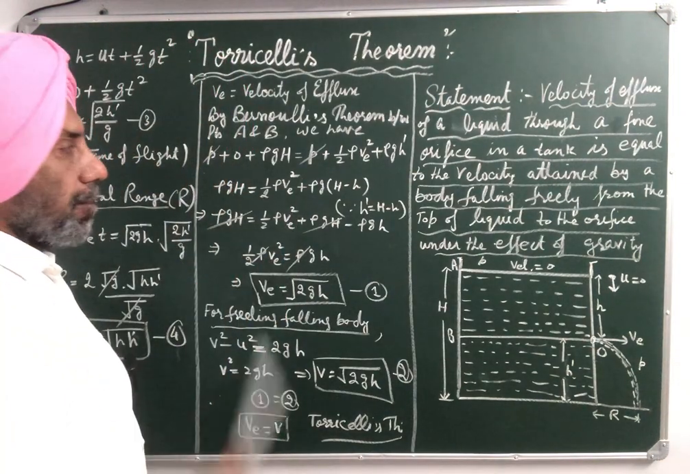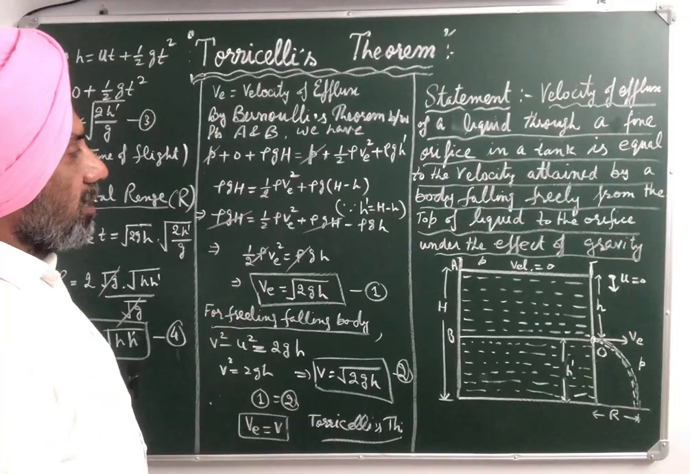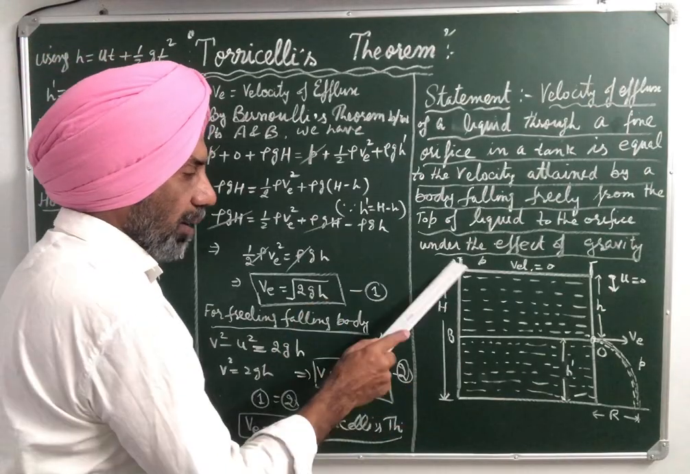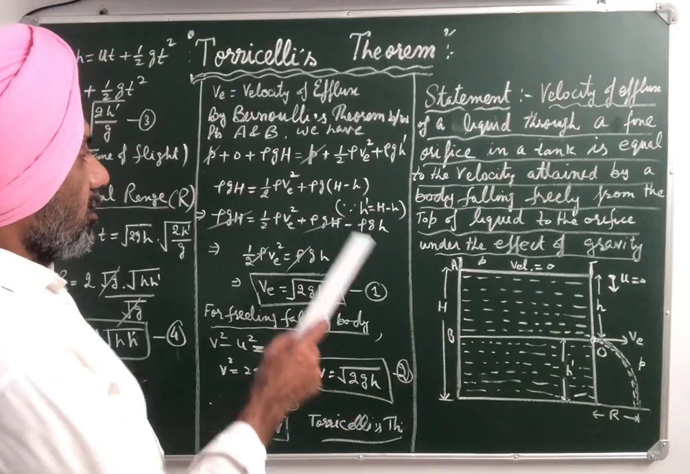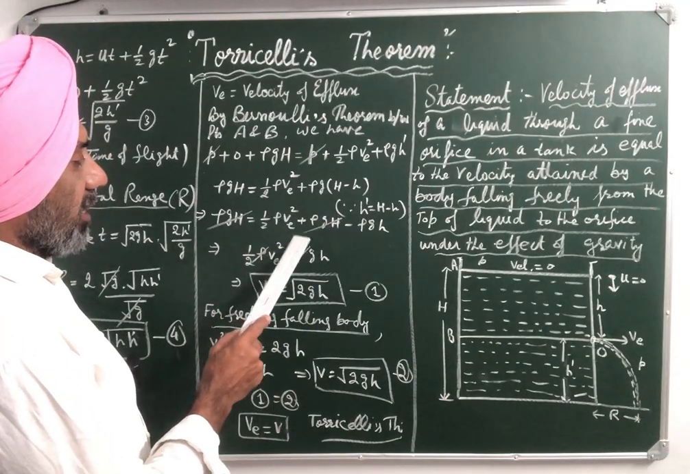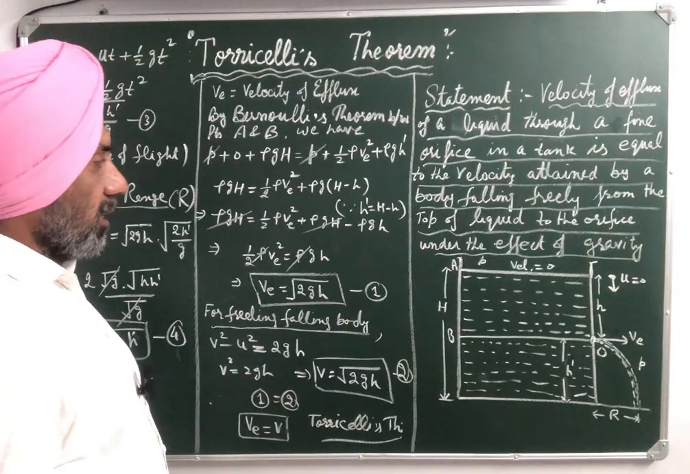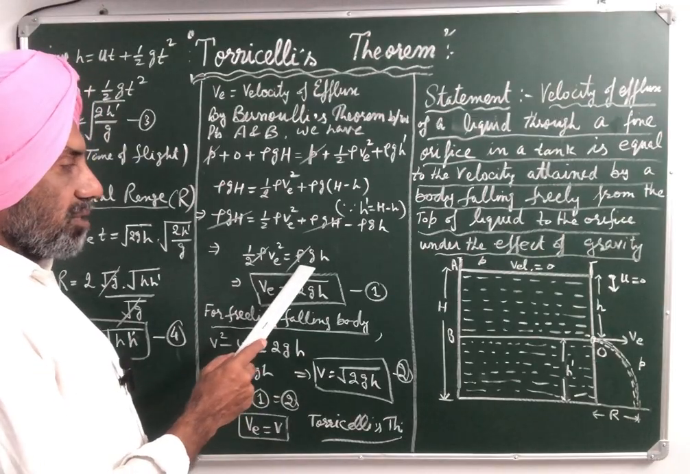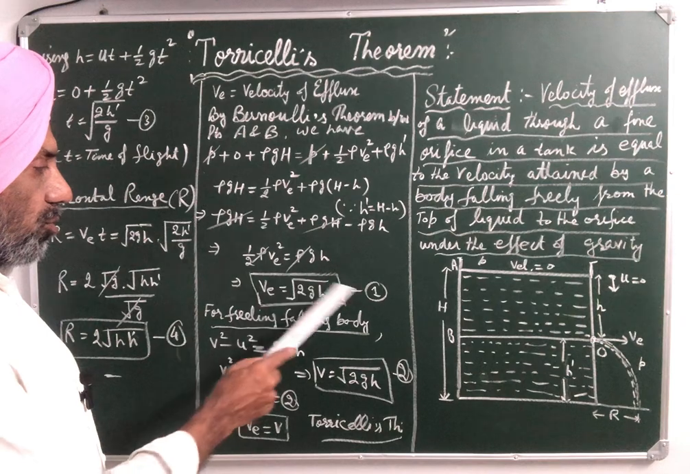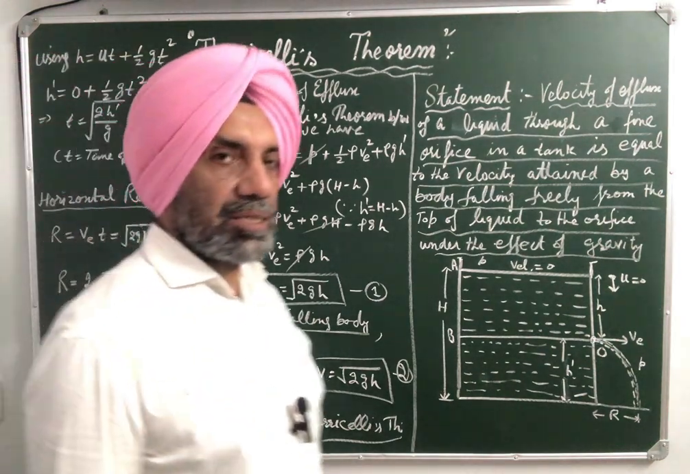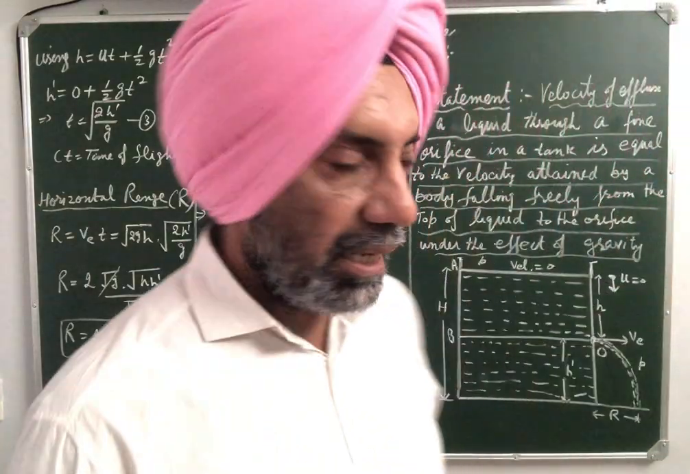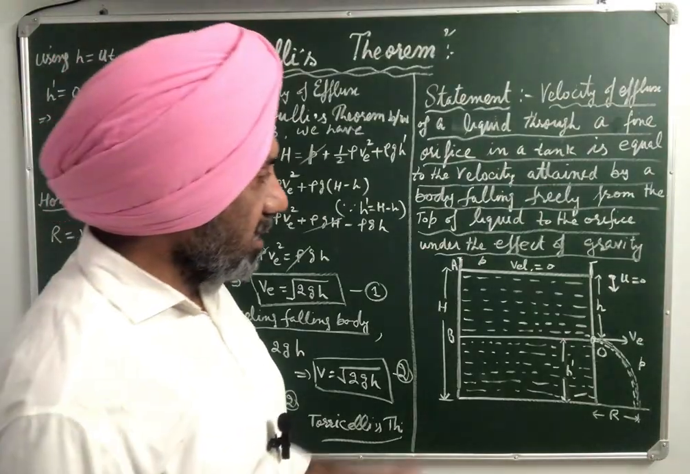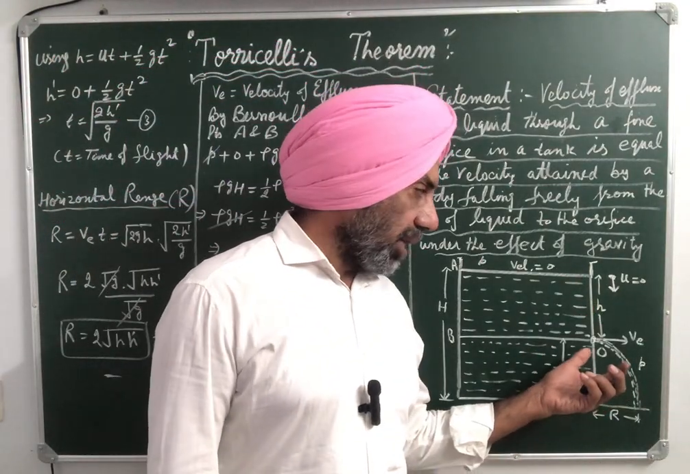P cancels, so we have rho g H is equal to half rho v square plus rho g H dash. Instead of H dash, we write capital H minus h, because H dash is equal to capital H minus h. Simplifying, rho g H is equal to half rho v square plus rho g H minus rho g h. Rho g capital H cancels. Transposing, we have half rho v E square is equal to rho g h. Rho cancels, so v E is equal to under root 2gh. So the velocity of efflux of the liquid or fluid through an orifice is equal to the square root of 2gh, where g is the acceleration due to gravity and h is the height of the top of the liquid from the orifice.